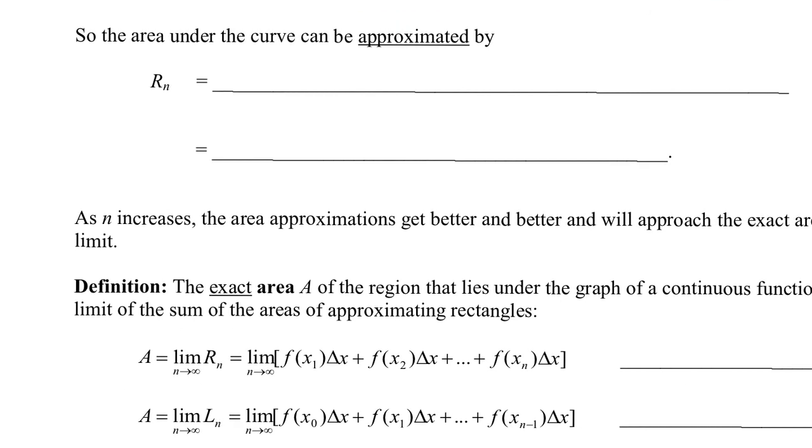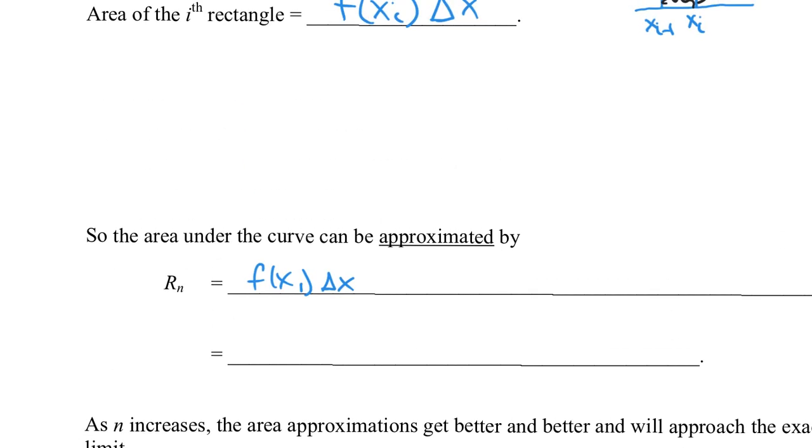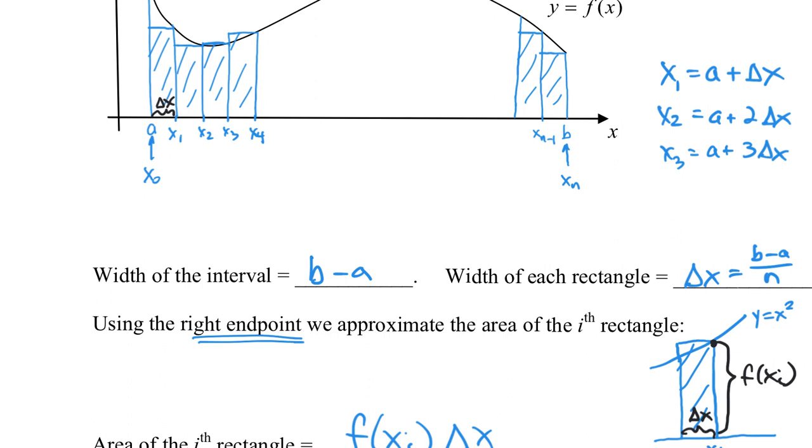So the area under the curve can be approximated by R sub n. Remember what this means: we're using the right endpoint and we're using n rectangles. So think about what that means. That means we would have f of x sub 1 times delta x. Just to make sure we're clear with that, let's look back at the picture here. We're using the right endpoint, so f of x sub 1 is going to give us this height times delta x. We don't start at x sub 0. We will start there when we're using the left endpoint, but when we're using the right endpoint, we start at f of x sub 1.